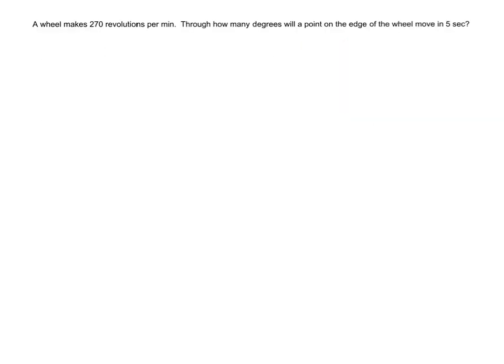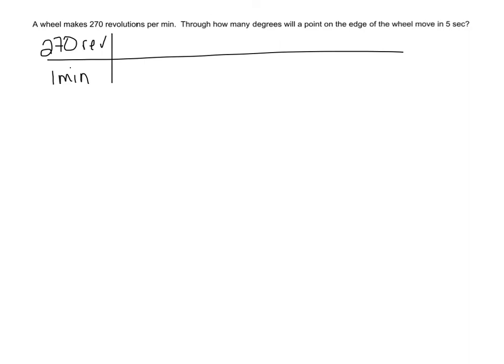Our last problem is a word problem. A wheel is going to make 270 revolutions per minute. Through how many degrees will a point on the edge move in 5 seconds? For something like this, I'm going to do what you learned in chemistry class, the railroad. So what I do is I say 270 revolutions occur in 1 minute. I need to convert revolutions to degrees. So I know there's 360 degrees in 1 revolution.